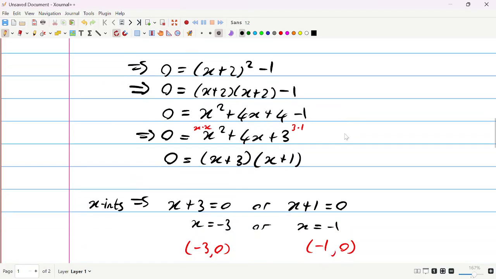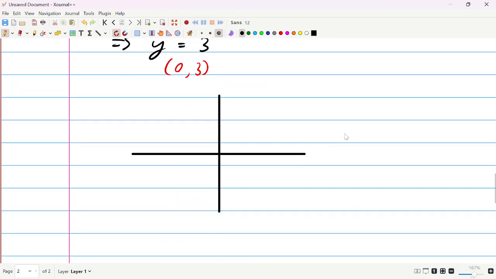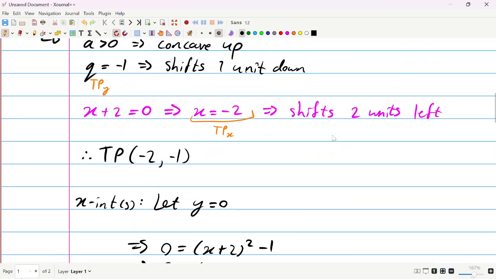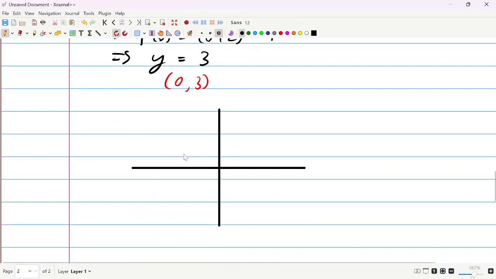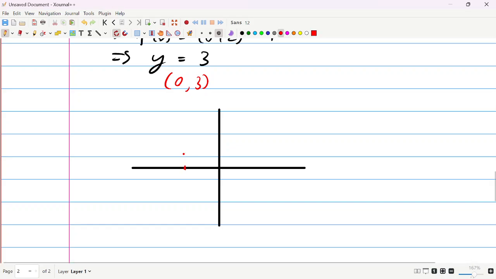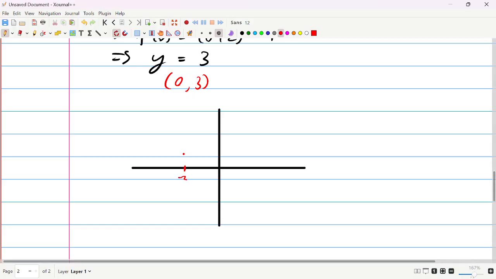We notice the turning point first, right? We found the turning point is negative 2 and negative 1. So x equals negative 2. So let's say it's somewhere here, negative 2. And then y is equal to negative 1. So let's say that negative 1 is here, such that the point is going to be like this. Okay, and it's going to be negative 2 and negative 1.